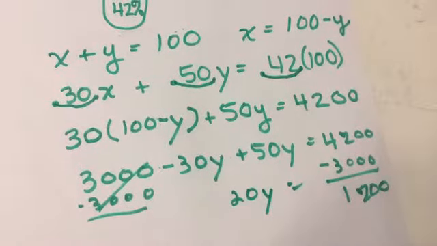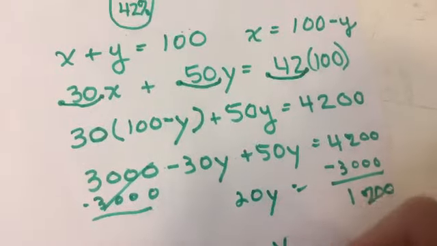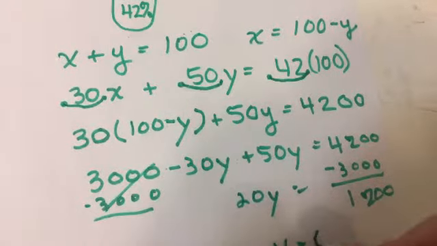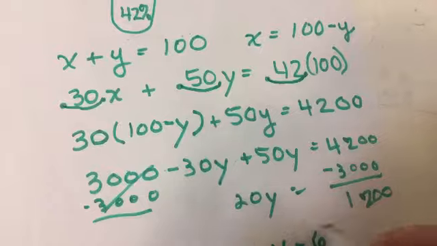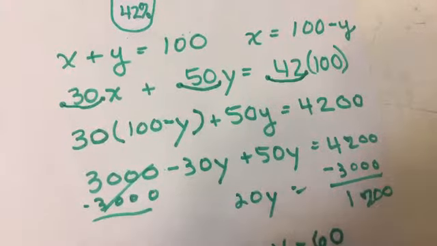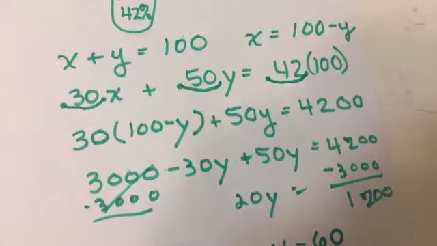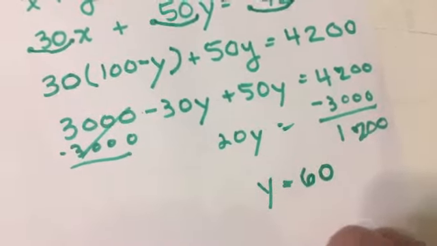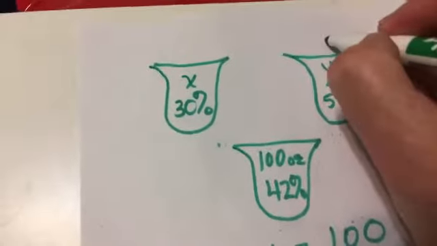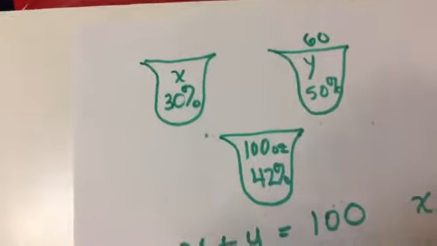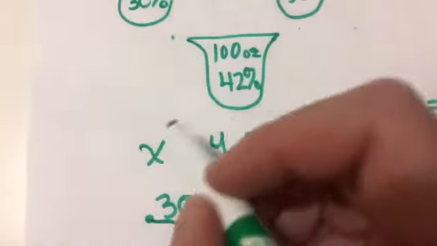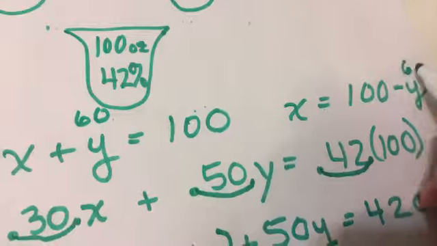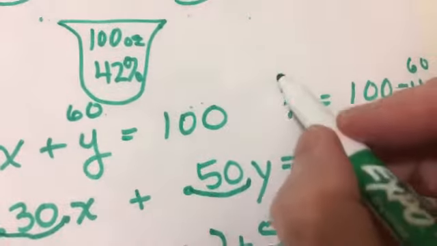So now I'm going to divide both sides by 20. And Y is going to be 60, because my zeros will cancel out when I divide, and 120 divided by 2 is 60. So Y is 60. So I'm going to go back up here and say Y is 60. But if Y is 60 in this first equation, that means that X is going to have to be 40.